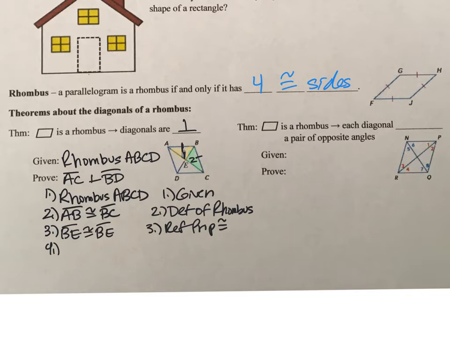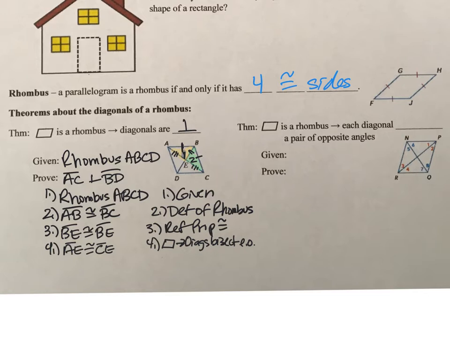And then also, since this rhombus is a parallelogram, we know that diagonals bisect each other. So this diagonal AC is being bisected. Now we're going to be able to say that this side is congruent to this side because it's a diagonal of a rhombus that's being bisected. So in step 4, we're going to say that segment AE is congruent to segment CE. And the reason is because if a shape is a parallelogram, then its diagonals bisect each other. I'm just going to abbreviate that as E.O.E.